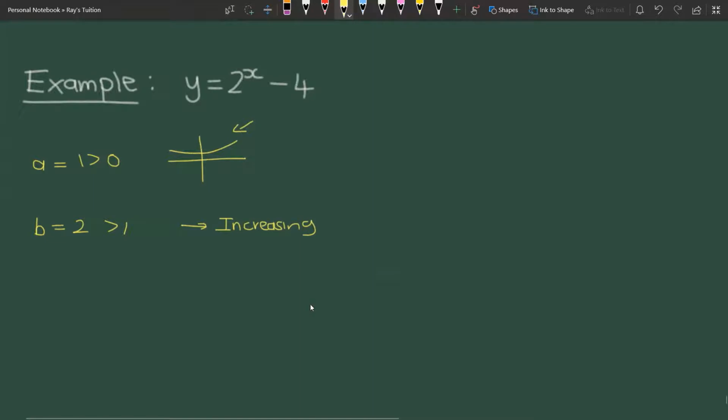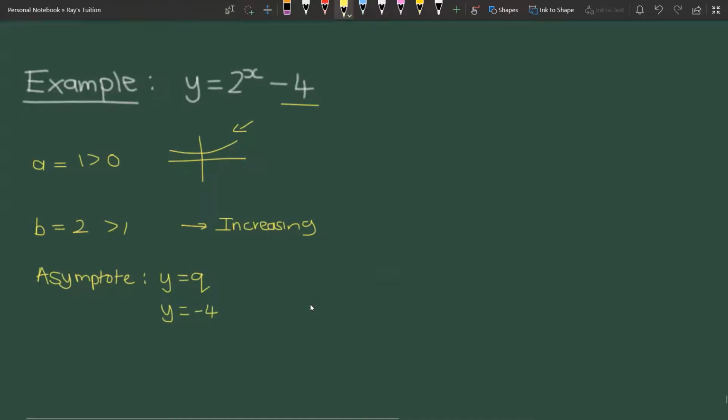The next thing is we would like to put our asymptote. So our asymptote is in general equal to y is equal to q. Our q value in this case is -4. So we have y is equal to -4 as our asymptote.